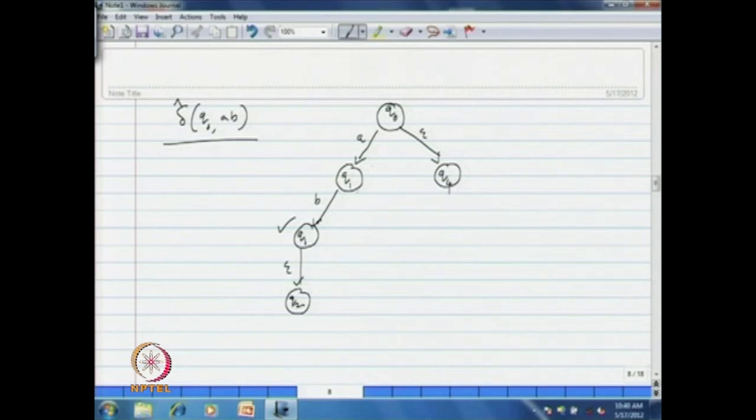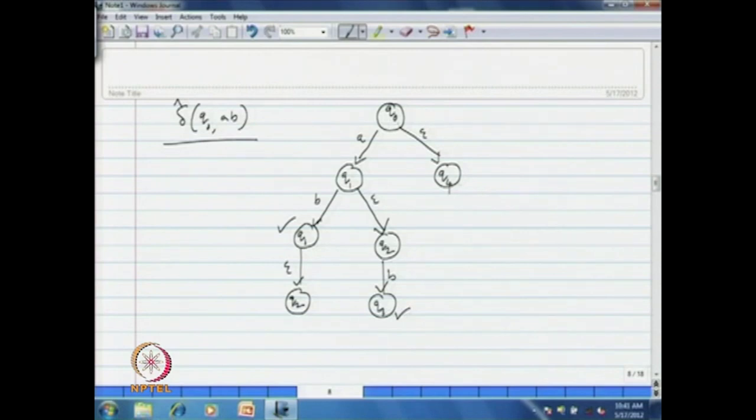Similarly, at state q 1, taking an epsilon transition, we can go to state q 2 without taking any input. So, so far we have processed only a in this branch, and at q 2 taking b, we can arrive at the state q 3. So, here again we have processed the full string a b along this path. So, we put a tick mark over here.